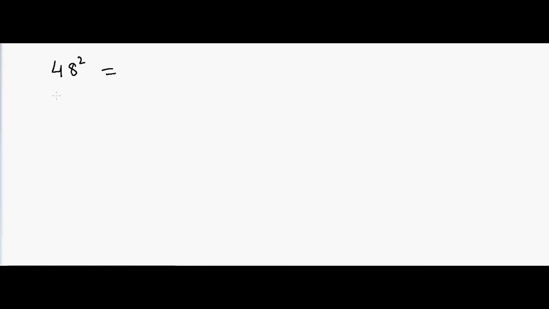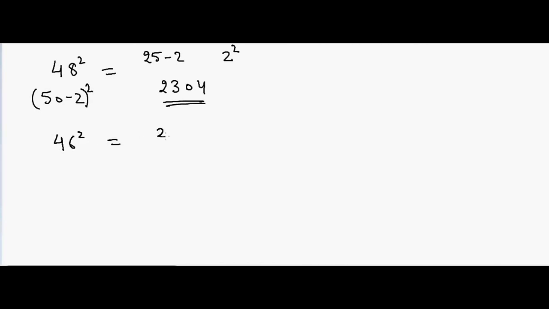So if you look at 48, it is close to 50, so it is 50 minus 2 square, right? So in this case what we'll do is we'll subtract 2 from 25, and then we'll do 2 square, so the answer will be equal to 2304. Another example is like 46 square. In this case we'll subtract 4 from 25 and do 4 square, so the answer will be equal to 2116.